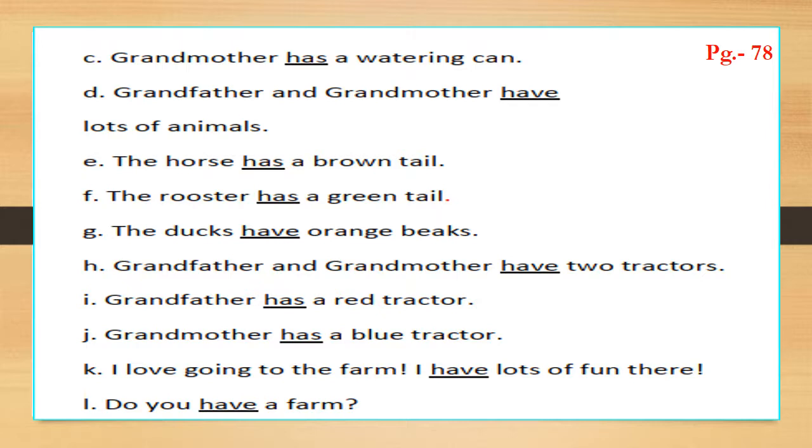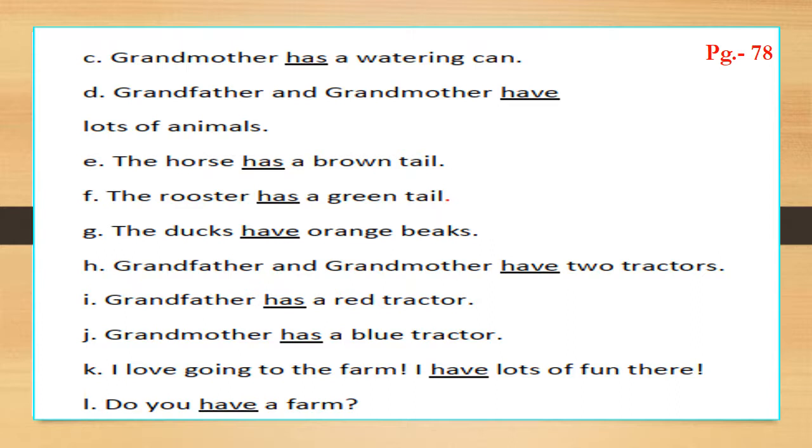Grandfather and grandmother have two tractors. So here grandfather and grandmother, plural subject. Let's see I sentence. Grandfather has a red tractor. So here grandfather is singular subject. So with the grandfather, we will write has. So grandfather has a red tractor.